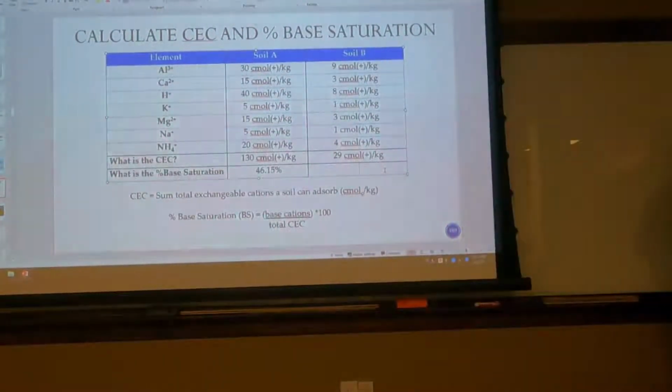And so now what about for soil B? You did that with 12 divided by 29? Yes. 41.38%.